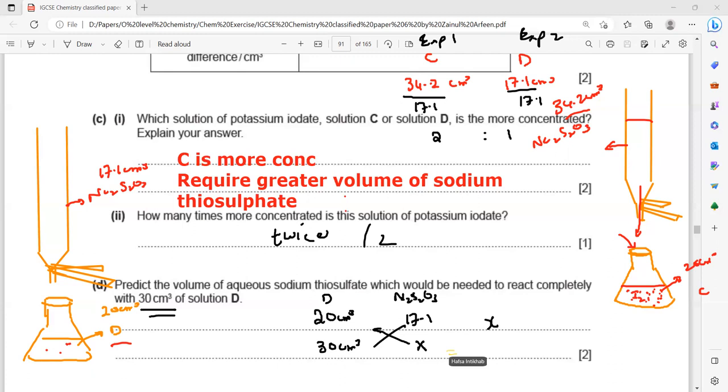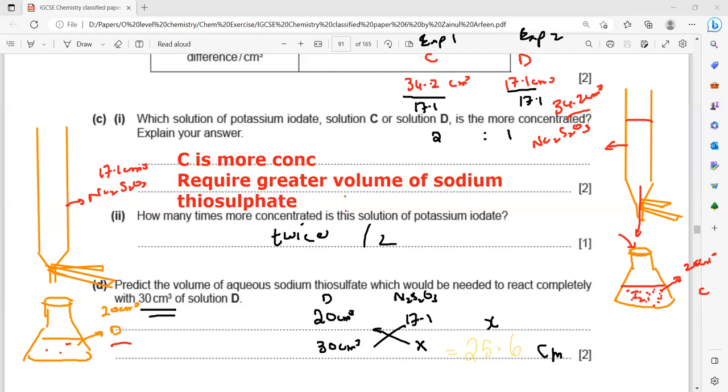So 25.65 cm cube. Even you can write, because the burette is accurate to 0.1 cm cube. So you can write here 25.6, because the smallest value the burette can measure is 0.1 centimeter cube. This is right, but with reference to the burette, we need like 25.6 as we round it off.